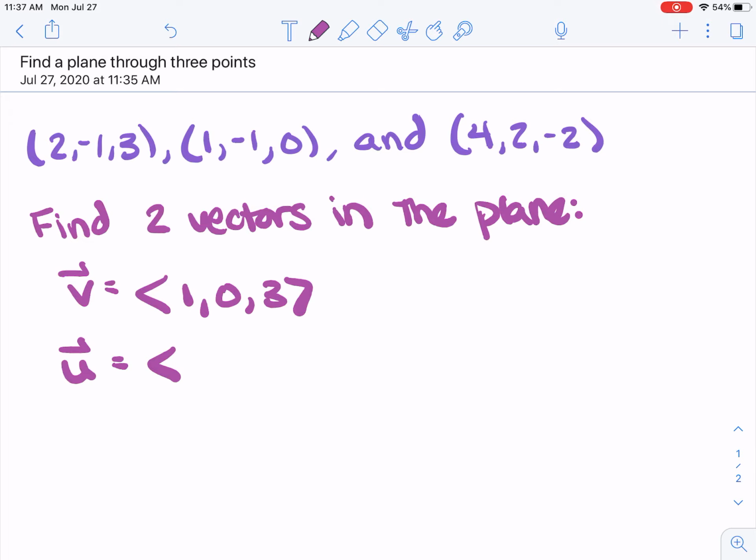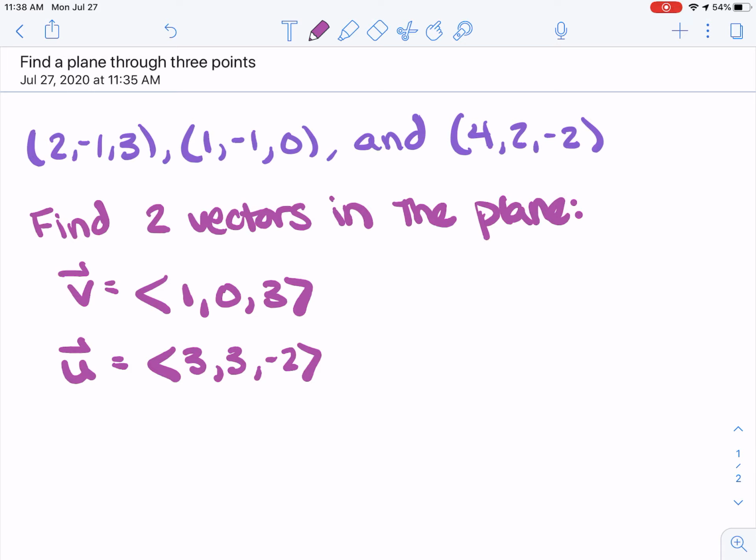I'm going to subtract 1 from 4. 2 minus -1, -2 minus 0. So I subtracted this from this. Okay. Now I have 2 vectors that lie in this plane. These are 2 vectors that lie in the plane.